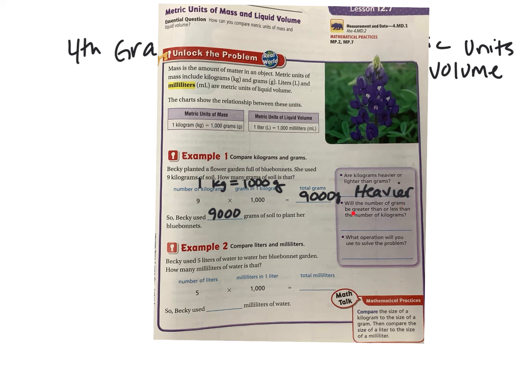Will the number of grams be greater than or less than the number of kilograms? The number of grams will be greater than the number of kilograms, 9,000 compared to 9, only because the grams are weighing a smaller amount, and it takes 1,000 of them to make 1 kilogram. And what operation will you use to solve the problem? We multiplied. We already solved it.